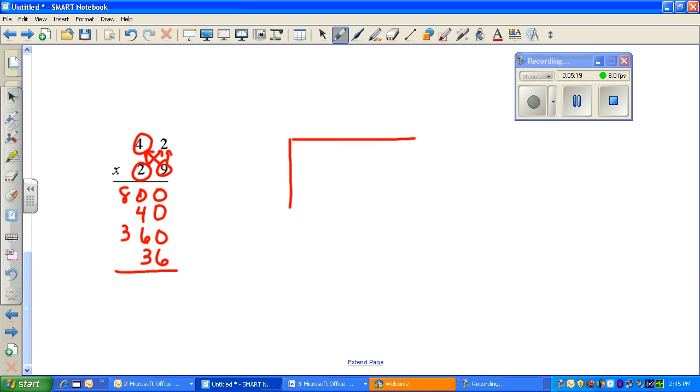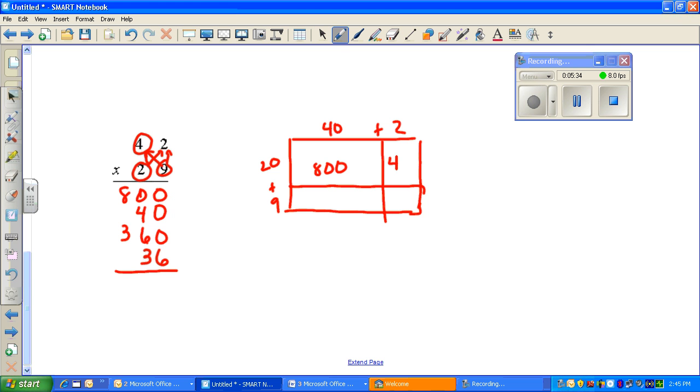Let's break it down so we can see what's going on geometrically. And this will build us to our algebra understandings. This would be 20 plus 9. 9 times 40 is 360, and 9 times 2 is 18. All numbers match. Oh, I think we have a mistake. 9 times 2 here is really 18. Now, notice they match.